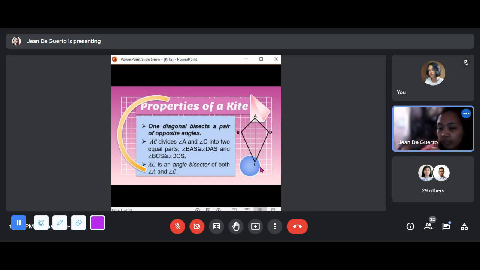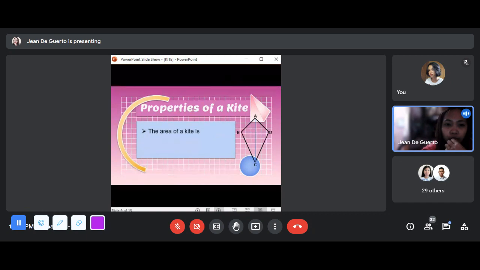our symmetry line, so symmetry line is an angle bisector. At the same time, it is also a perpendicular bisector of the diagonal. So it is an angle bisector of the vertex angles, and it is also a perpendicular bisector of the other diagonal. So that is the symmetry line, segment AC. So fourth property, area.